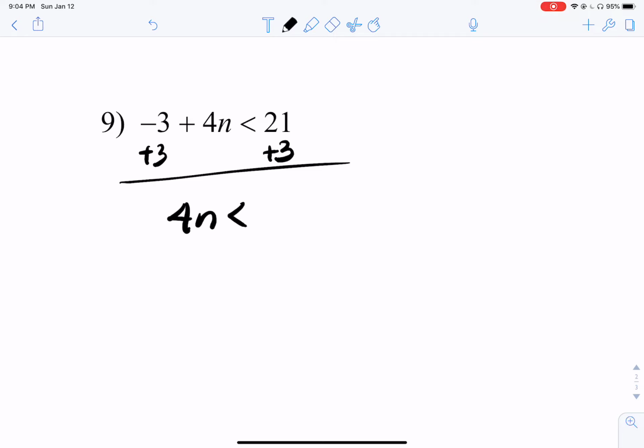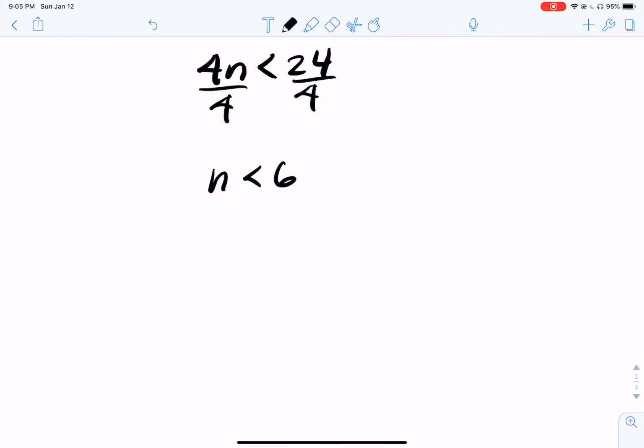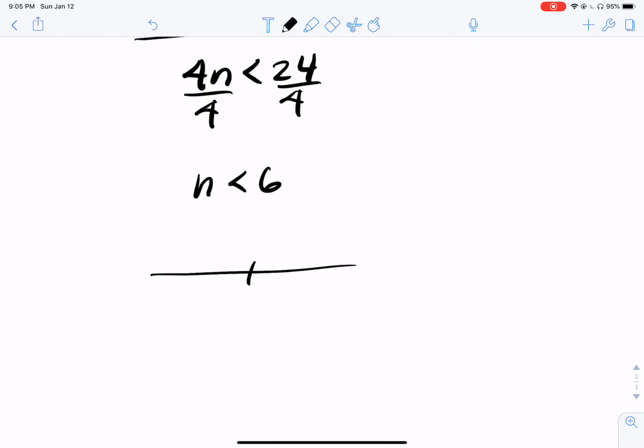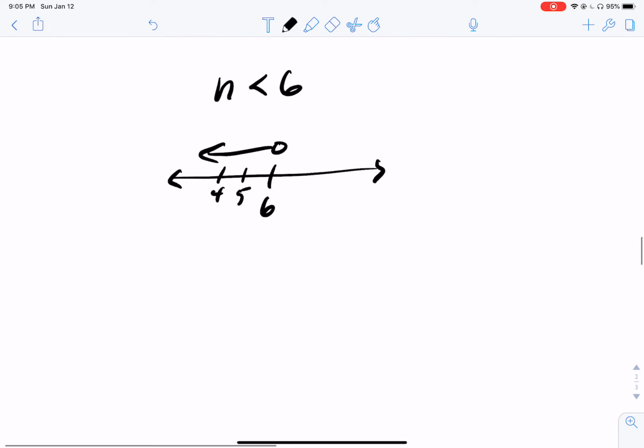4n is less than 24. We divide by 4, and n is less than 6. So on our number line, no equal sign. We want all the numbers less than 6, so that's 5, 4, and so on. So that's everything to the left.